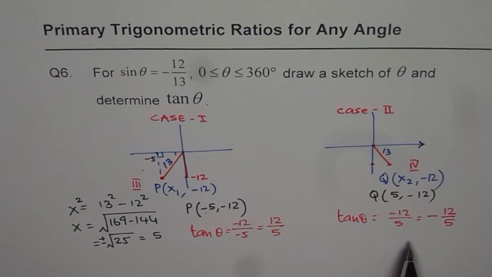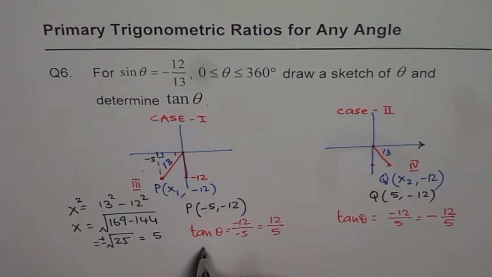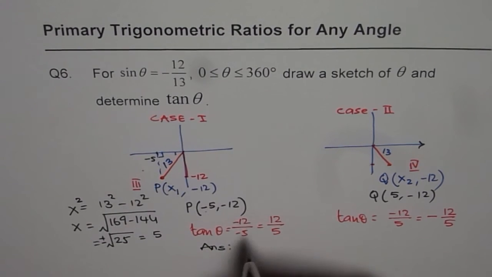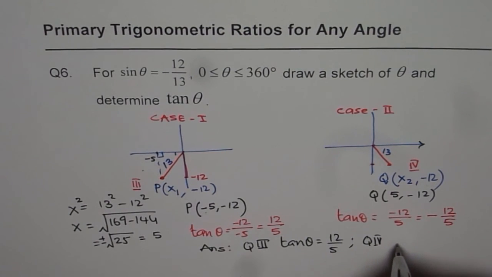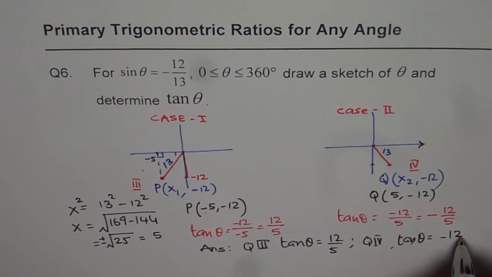And so we get two different answers. So our answer here is, in quadrant 3, tan theta is positive 12 over 5. And in quadrant 4, tan theta is negative 12 over 5. So there are two values for tan theta which we should be looking for. So that is how these questions should be solved. I hope you appreciate it. Thank you.